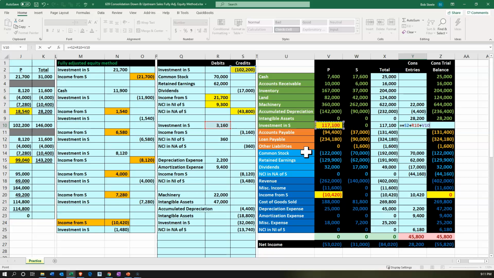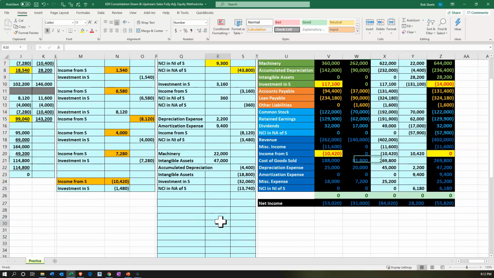F2 plus F2. This is going to go down to 0. Now, is it? No. The investment in S is going to be the 3260. So we still got the 14 there. That's okay. I thought it was going to go down to 0, but it's not. And then we've got the non-controlling interest. I'm going to say F2 plus F2. That's going to be the 13740.